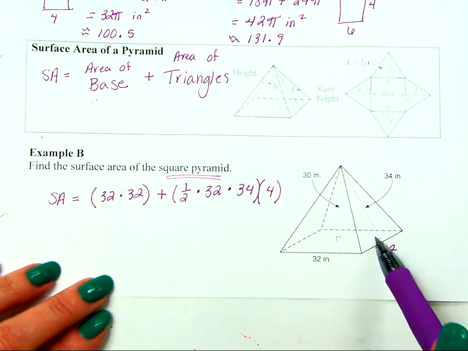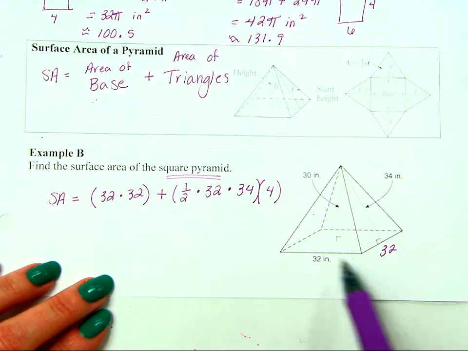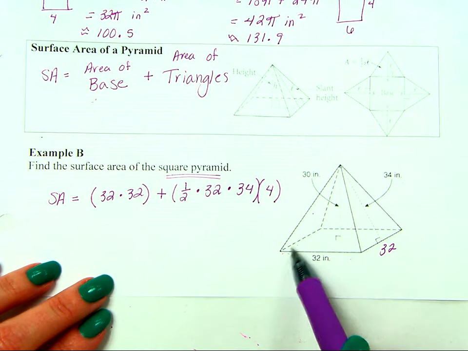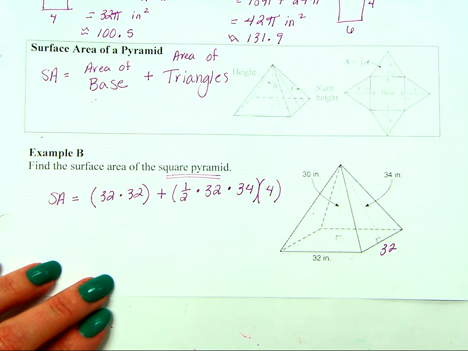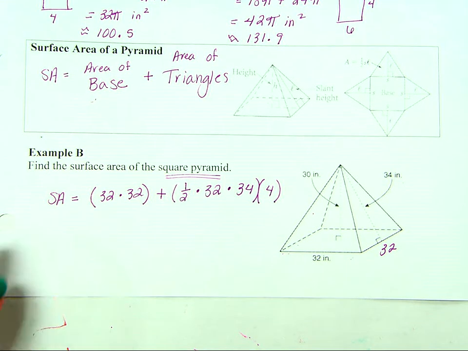In this case, all of those triangles are going to be equal because I have a square base, and so they all have a base of 32. There may be instances where we would have differences.